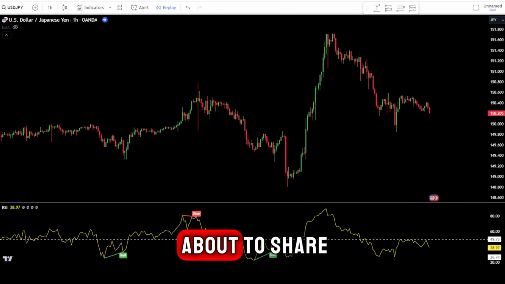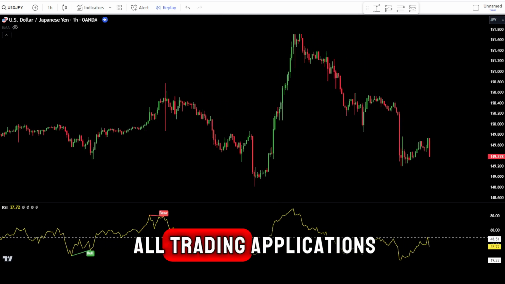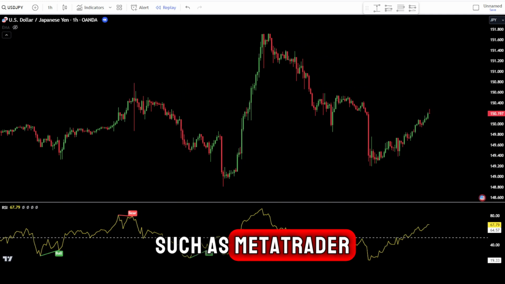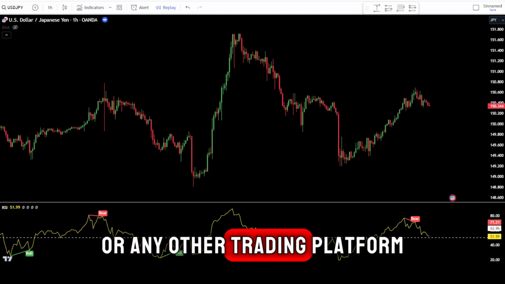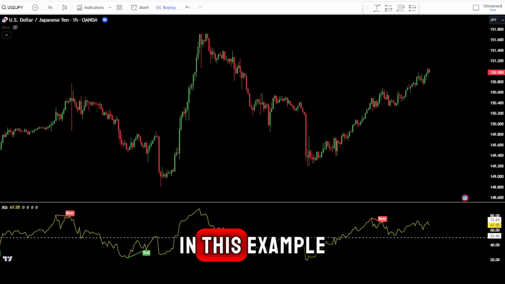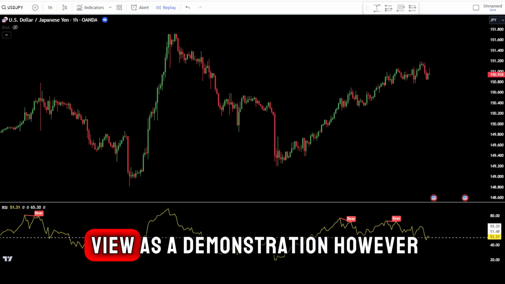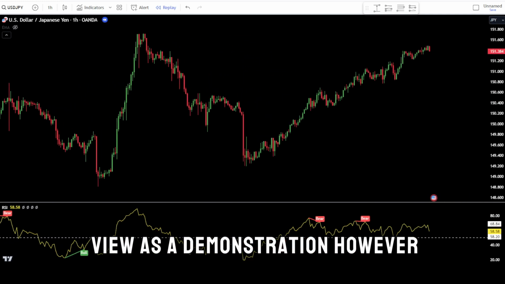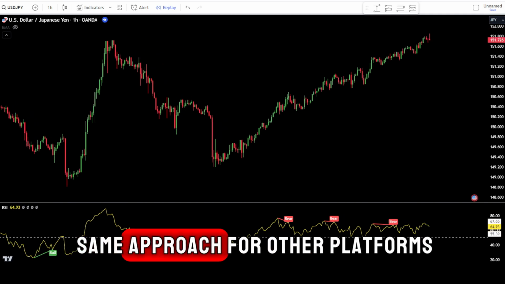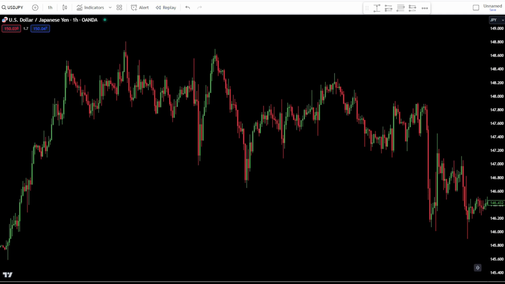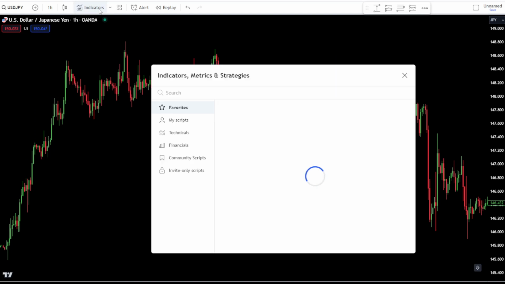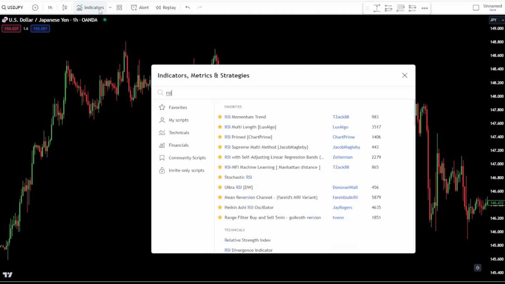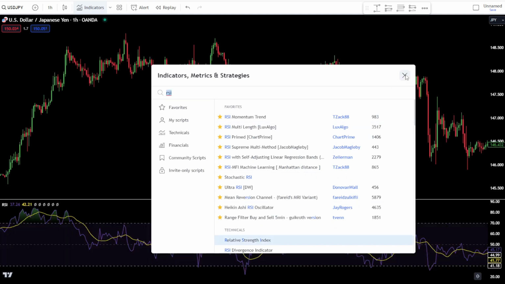The method we are about to share can be applied to all trading applications such as MetaTrader, TradingView, or any other trading platform. In this example, we will use TradingView as a demonstration. However, you can use the same approach for other platforms. Open your TradingView application and navigate to the Indicator Search tab. Type RSI and select the default RSI or Relative Strength Index from TradingView.